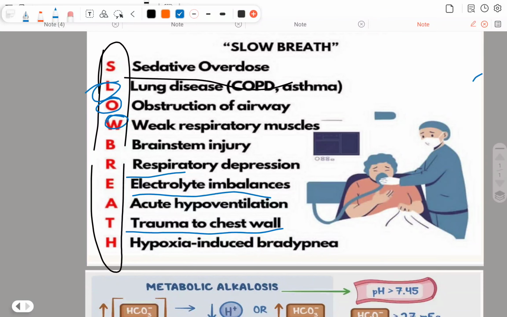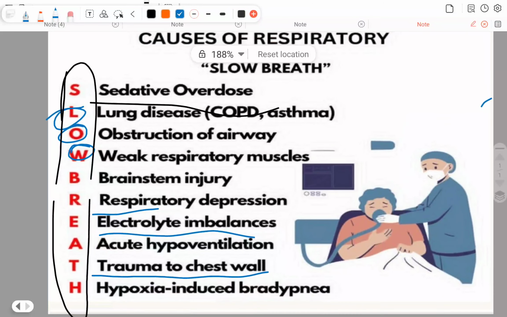Our last cause is hypoxia-induced bradypnea. Hypoxia-induced bradypnea means that in patients who are suffering from hypoxia, the brainstem couldn't function normally, and the patient's blood, the normal amount of acids changed and will increase. As a result, respiratory acidosis may occur.